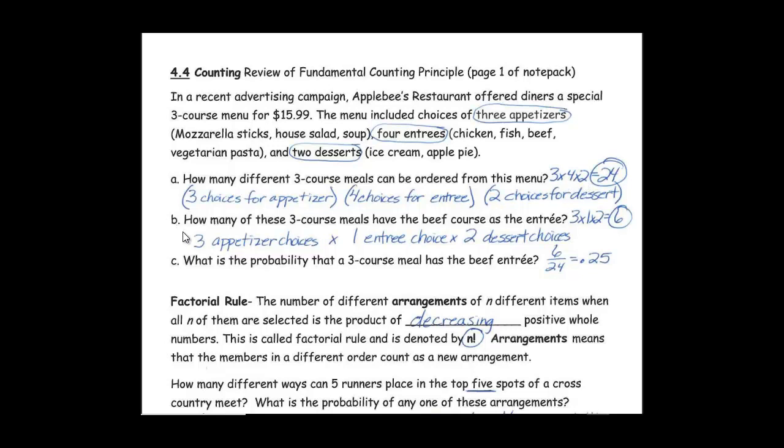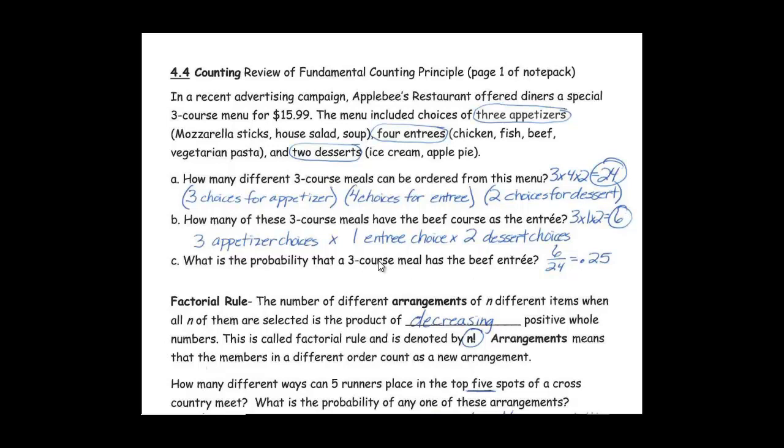Okay, part B. How many of these 3-course meals have beef course as the entree? Again, we have 3 appetizers. This time we only have 1 entree and 2 dessert choices. So 3 times 1 times 2, so we would have 6 options that would include beef as the main entree.